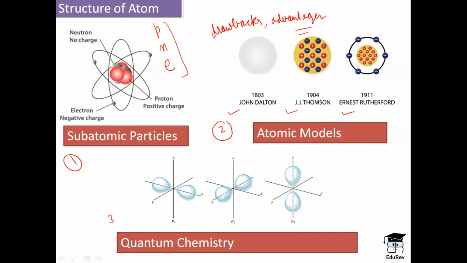The third portion is of quantum chemistry, where we will be dealing with the orbitals, their energy levels, how electrons revolve around the nucleus. All these things and more will be discovered in this portion. Also, you will get an idea about what exactly happens in a chemical reaction. What exactly happens in a chemical reaction will be covered in this portion of quantum chemistry.